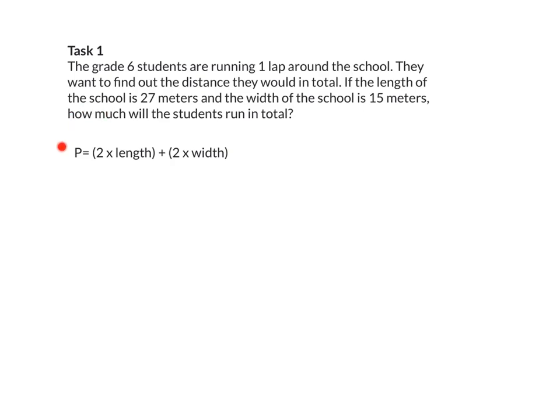So if I use this formula over here, I can go ahead and plug in the information that I have. So I start with writing my formula, and then I go ahead and plug it in. So P equals 2 times, and my length was 27 meters, so 27 in brackets plus 2 times the width, which was 15.